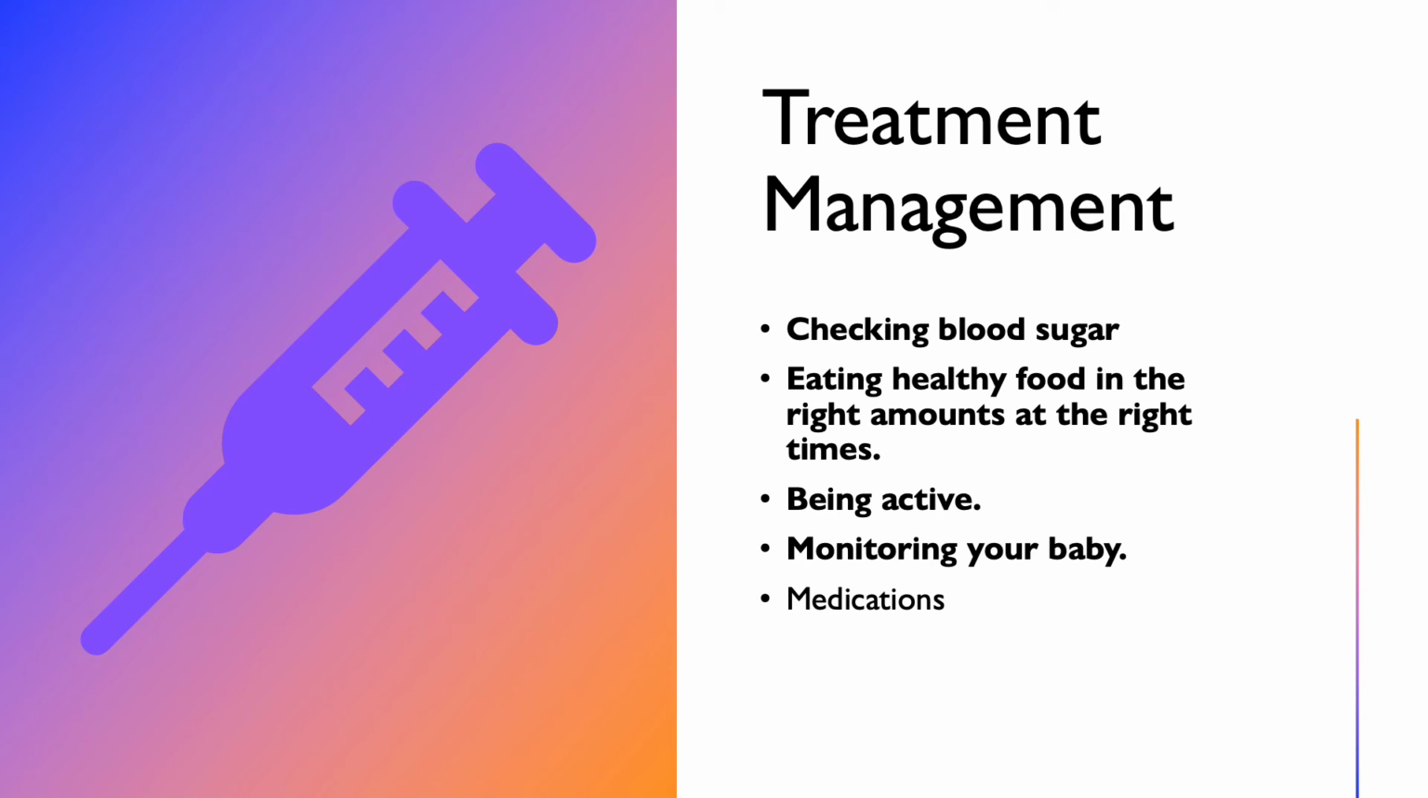Treatment and management for gestational diabetes. Checking the blood sugars regularly, eating healthy food in the right amounts at the right times, being active, and monitoring the baby through regular checkups and exams, and sometimes medications are indicated for treatment. The first thing suggested usually is a diet therapy to treat gestational diabetes. Diet, exercise, and checking blood sugars. Medications are for women whose glycemic control cannot be managed with the above measures.